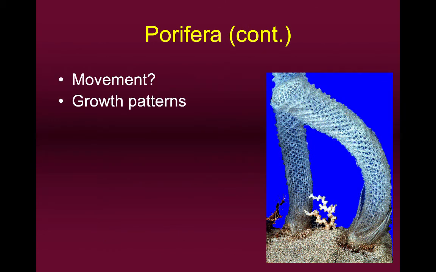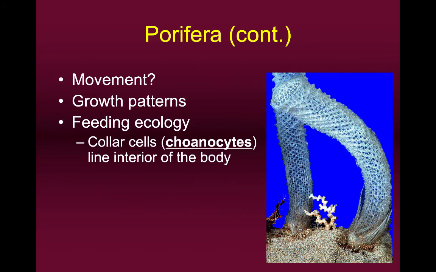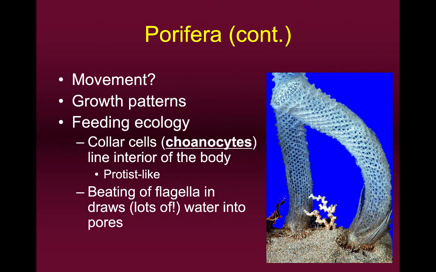Sponges, we talked about, only move in the juvenile stage. We talked about growth patterns. We talked about the feeding of these things with the filter feeding nature, the choanocytes creating that water current. Water, again, going in through the ostia, coming out through the osculum. Very much protist-like. And these sponges can filter a large amount of water in a relatively short period of time.